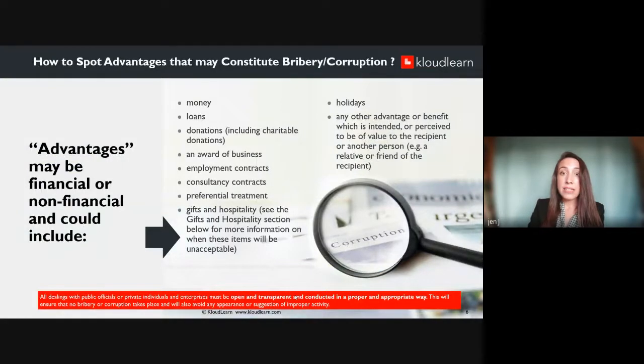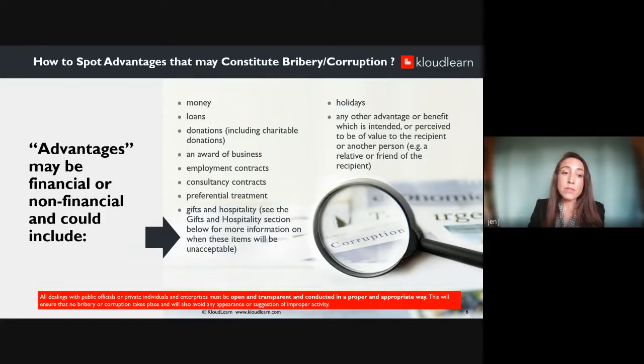How can you spot advantages that may constitute bribery or corruption? Advantages may be financial or non-financial and may include money, loans, donations, including charitable donations, an award of business. It can also include contracts like employment or consultancy contracts. It can be preferential treatment. It can be gifts and hospitality, holidays, or any other advantage or benefit which is intended or perceived to be of value to the recipient or another person.